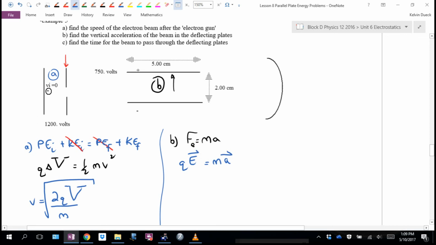Cool. Do I know Q? It's an electron. Do I know the electric field? Say no. Wait a minute. Is there a way that I can calculate the electric field if I know the distance and the voltage?